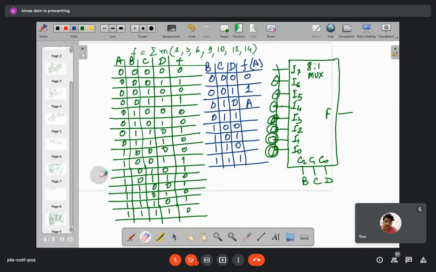Can you predict the others? So A bar. For A 0, I require 1. For A 1, I require 0. So that is nothing but A bar.